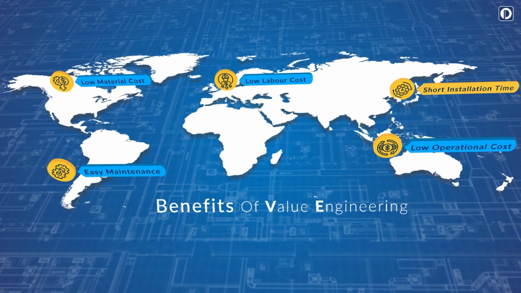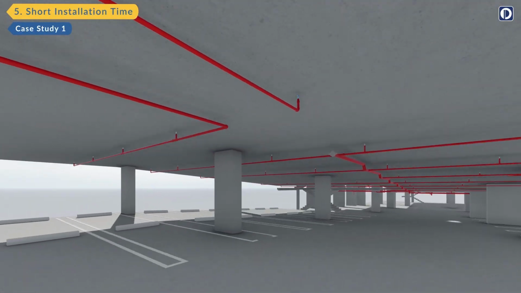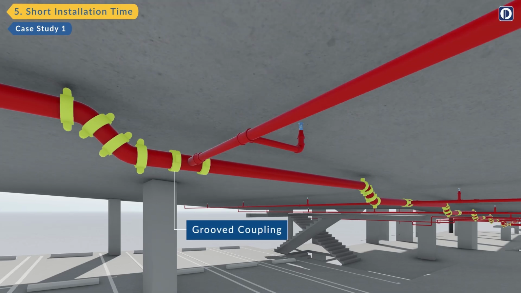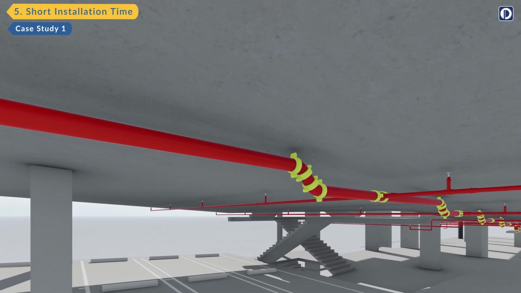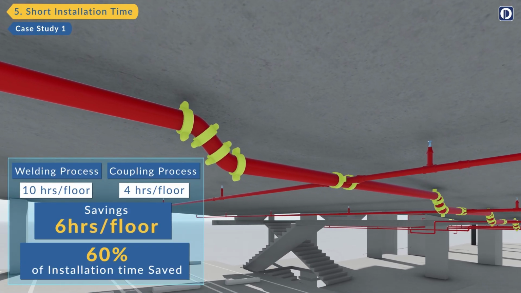Short installation time. In this commercial building, welding was advised for fire protection. Welded seams take several hours to install and are high maintenance. After VE, we suggested groove couplings because they can be installed quickly and are low maintenance. This reduced the overall installation time by 6 hours per floor, which is 60% less than the welding process.